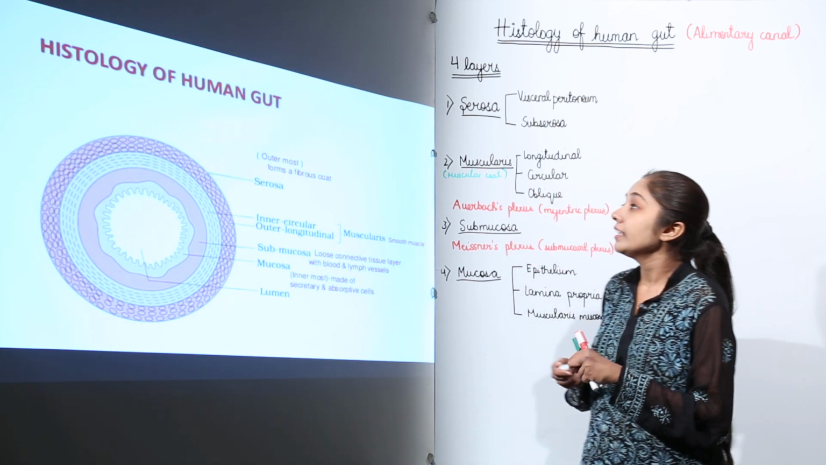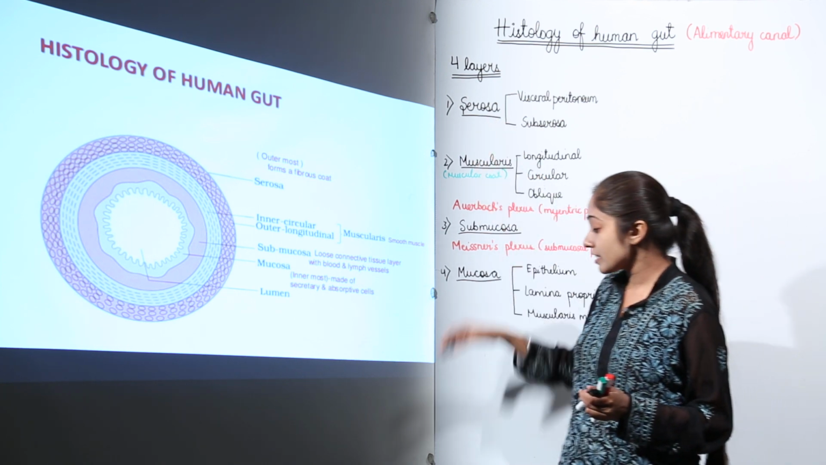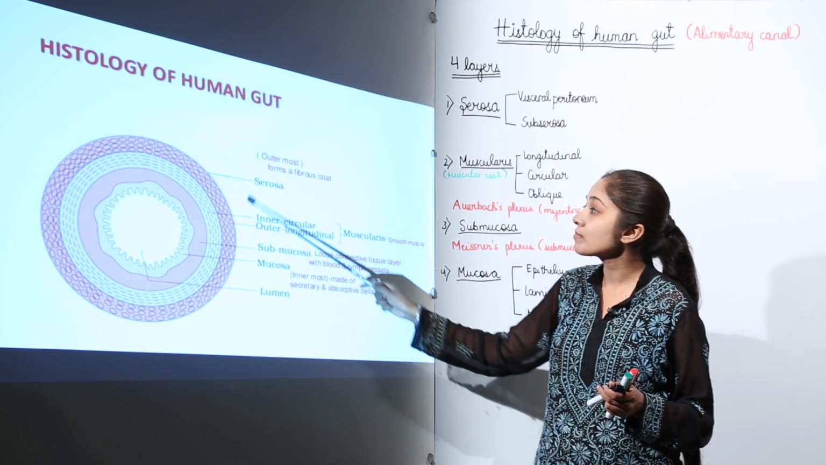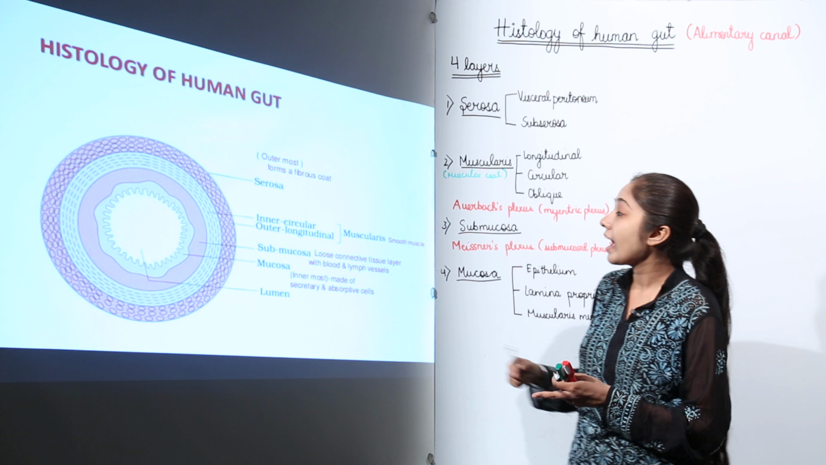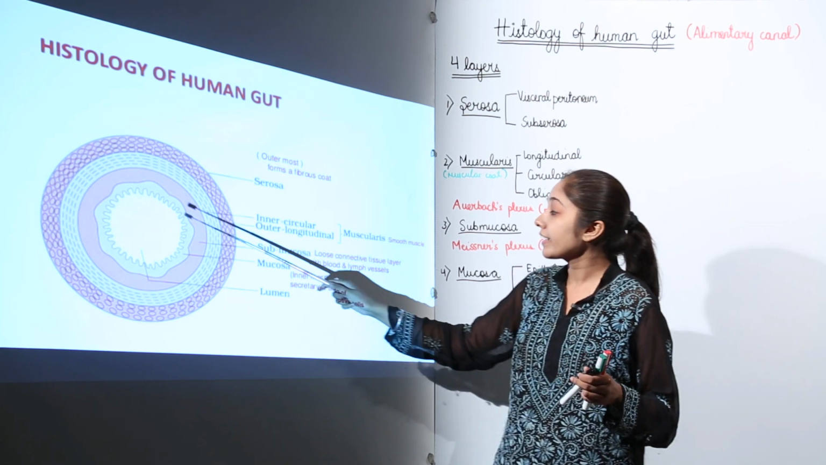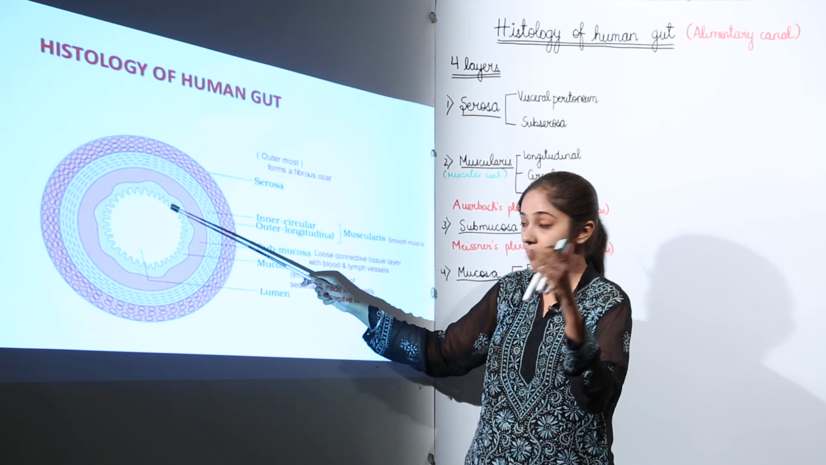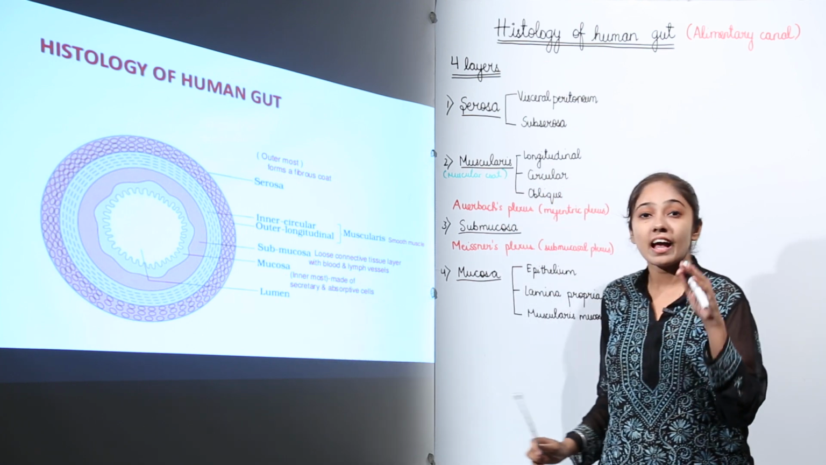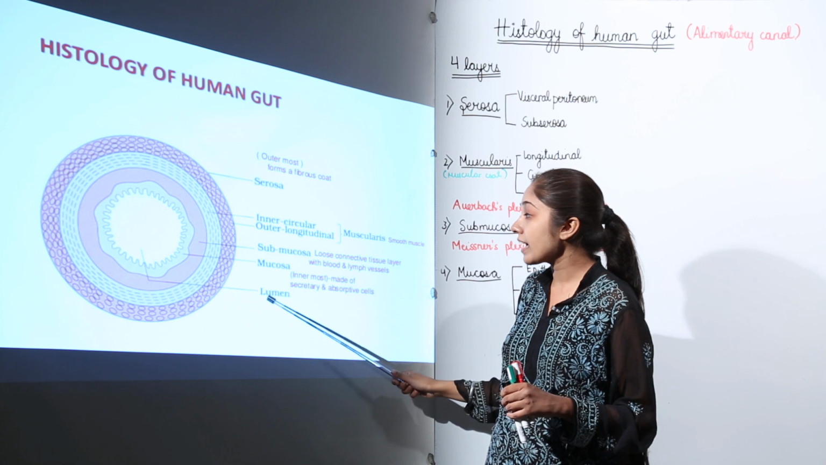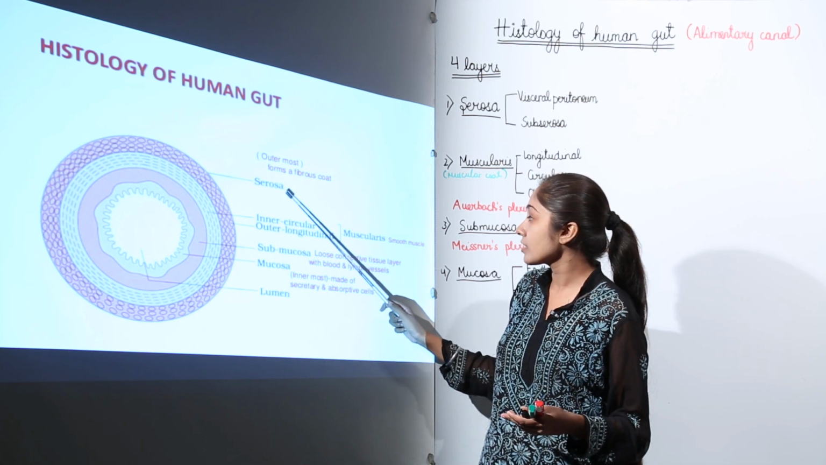Now let's begin with the histology of the human gut. As I told you, serosa forms the outermost layer, you can say the first layer. Now the cavity of this alimentary canal, this internal structure at the center, is known as lumen. Then after serosa we have which layer?